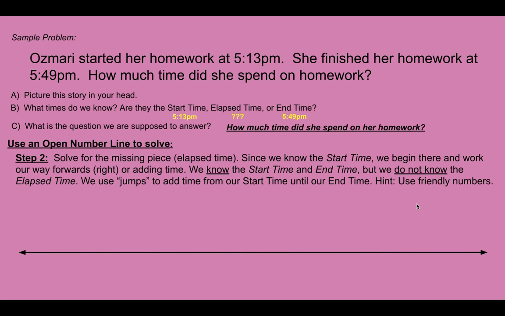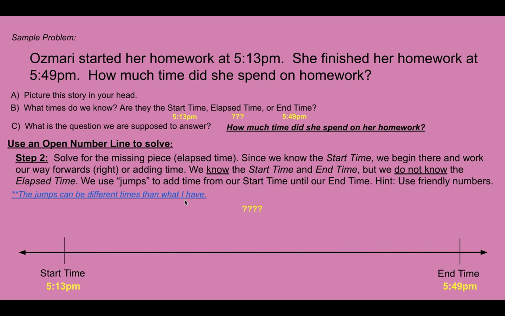So for step two, we're going to solve for the missing piece or the elapsed time. Since we know the start time, we begin there and work our way forwards to the right or adding time. We know the start time and the end time, but we do not know the elapsed time. We're going to use jumps to add time from our start time till our end time. Our hint is that we're going to use friendly numbers, numbers that can be easily added or subtracted. Now remember, your jumps can be different than the jumps that I have. Let's go ahead and get started.